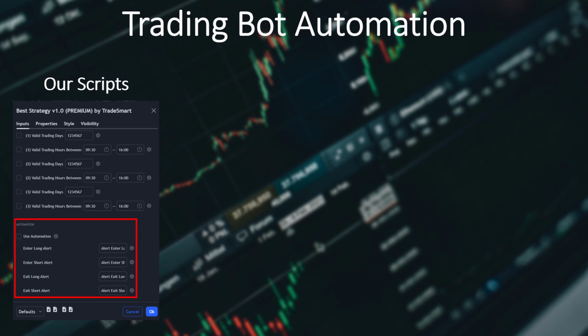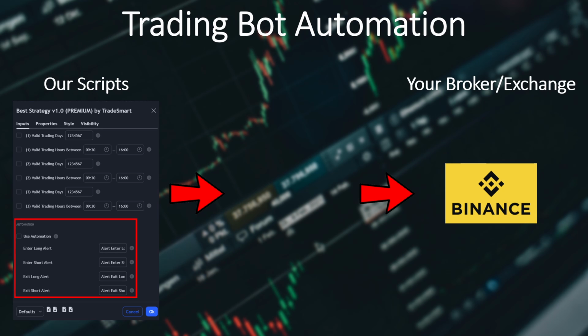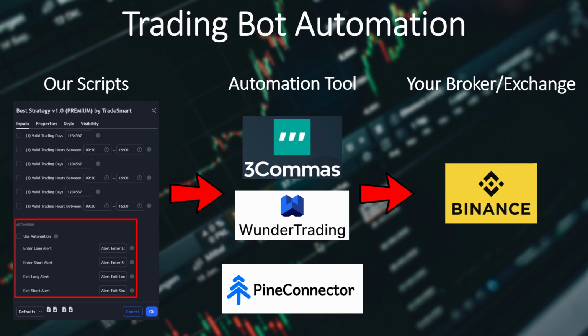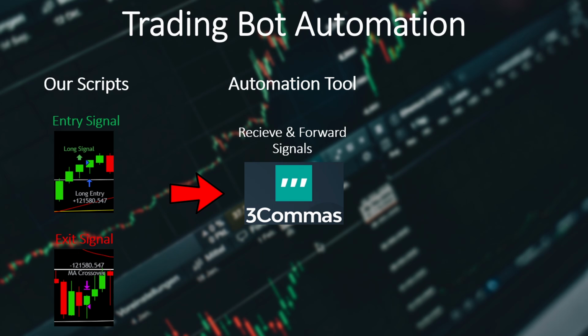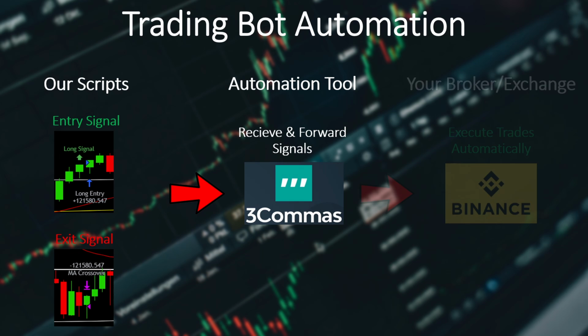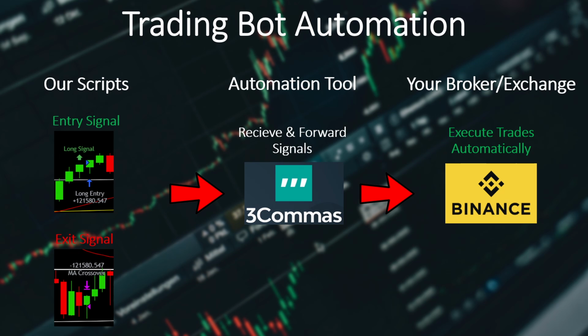These scripts have the ability to be connected to your broker or exchange with a third-party service like 3Commas, Wonder Trading or Pine Connector. Once connected and set up correctly, our scripts will send entry and exit signals to your broker each time it enters or exits a trade. Your broker then receives those signals and enters or exits in and out of trades with real money.